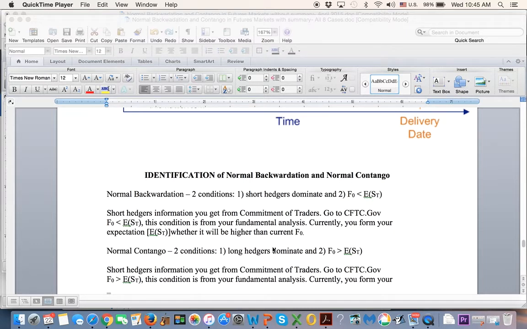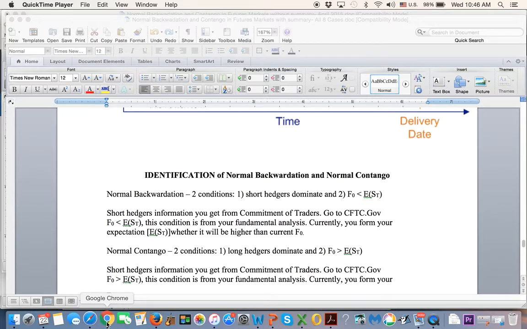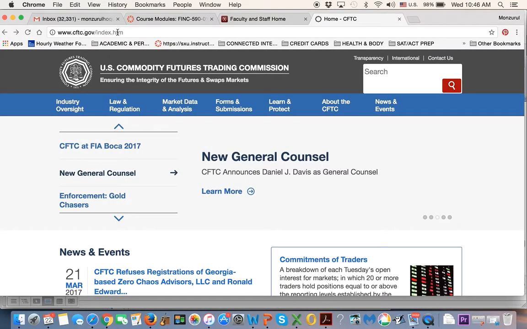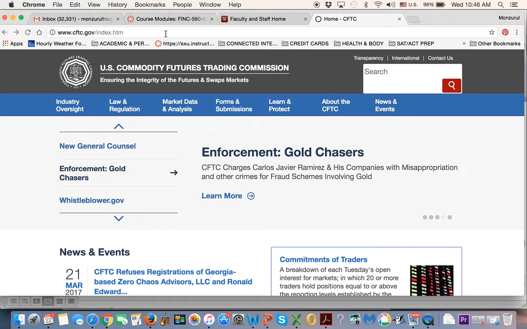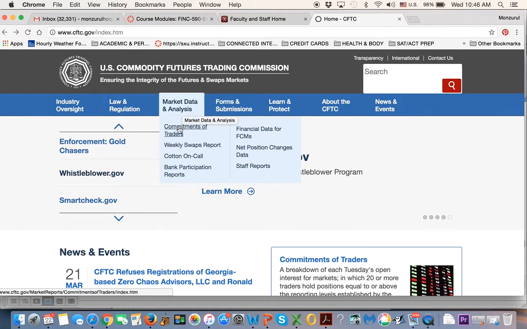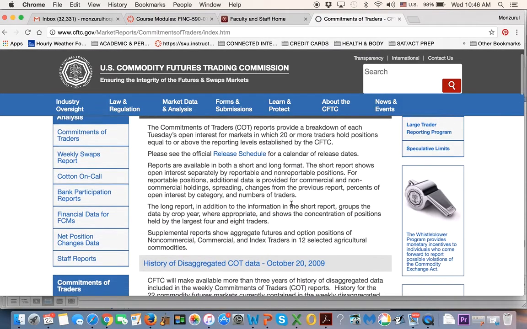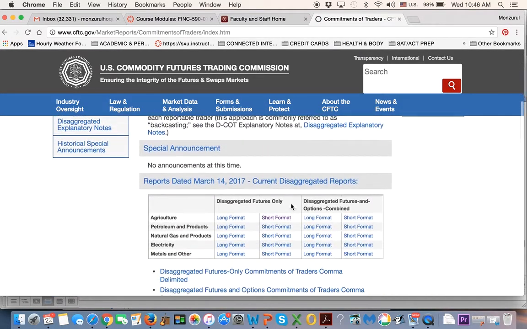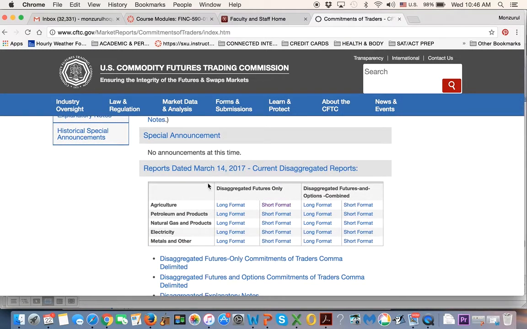Regarding whether short hedges or long hedges dominate, you have to go to the Commitment of Traders. In order to do that, I went to cftc.gov. If you look at cftc.gov, and I also mentioned this in my very detailed Commitment of Traders hand notes on the module, you go to market analysis, and then to Commitment of Traders. When you go to the Commitment of Traders, you go down and you see agriculture. I'm going to look at soybean, and there is a long format and short format.